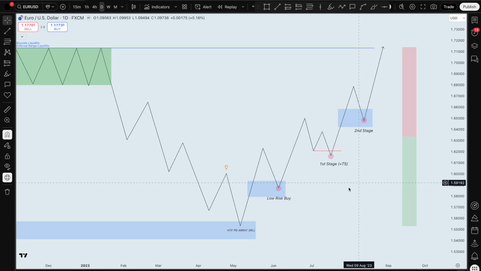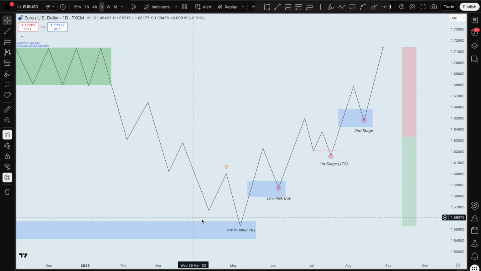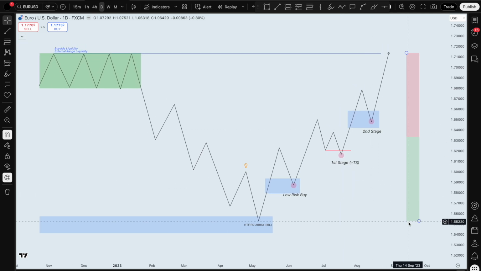So as soon as price for a market maker buy model shifted again from bearish to bullish, what you're gonna do is anchor your Fibonacci from the lowest point of the buy side of the curve here. So this is called the smart money reversal. So from here to the external range liquidity, okay? So you can see here, the lowest point here to the external range.